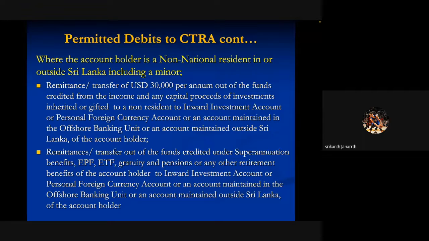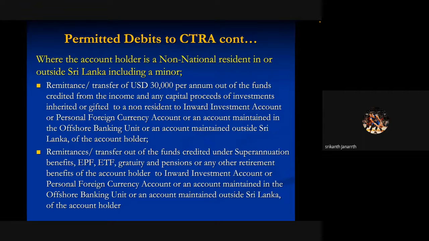So here, again, inward investment account or personal foreign currency account. Here what happened? There is a remittance of 30,000. This is again a non-resident. The CTRA can be debited up to 30,000 per annum. That money can go to the eligible beneficiary. It again goes to the account outside, or it could be transferred to the personal foreign currency account, the inward investment account, or an account maintained as an offshore account.